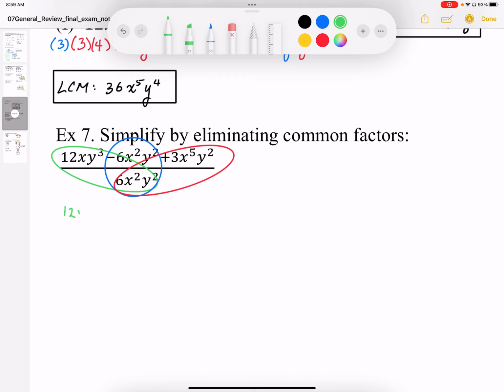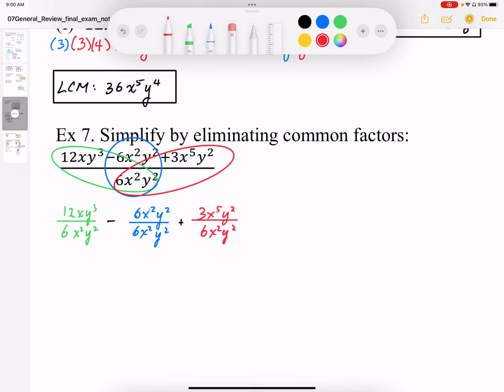So 12xy cubed over 6x squared y squared, minus 6x squared y squared over 6x squared y squared, and we have to be careful of this one, plus 3x to the 5 y squared over 6x squared y squared.